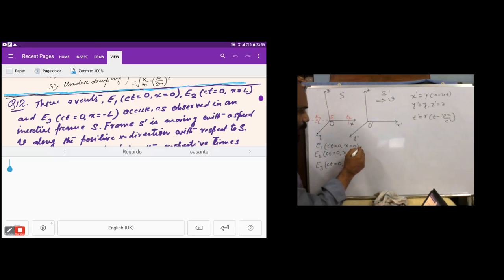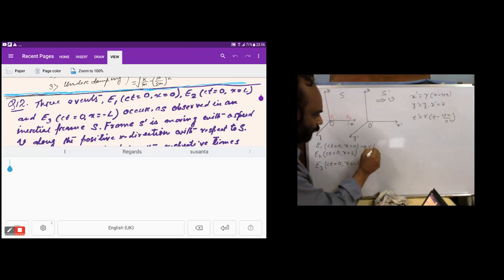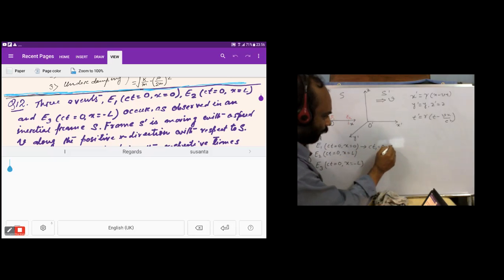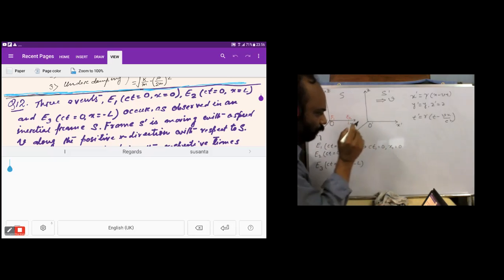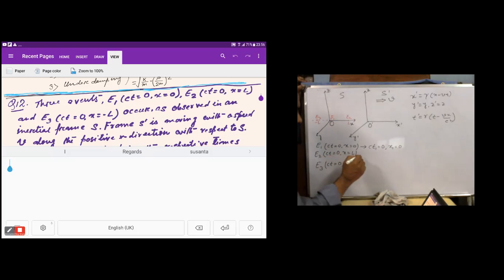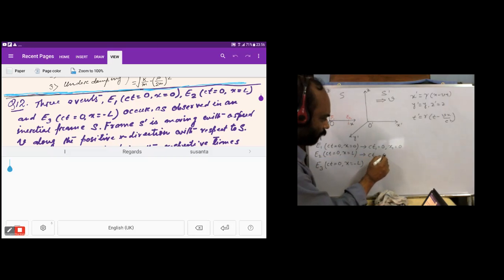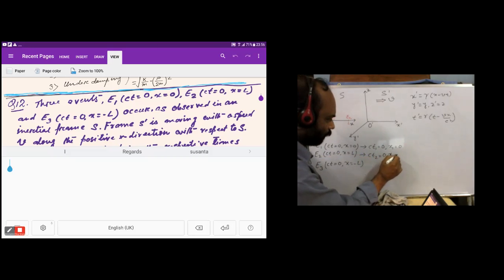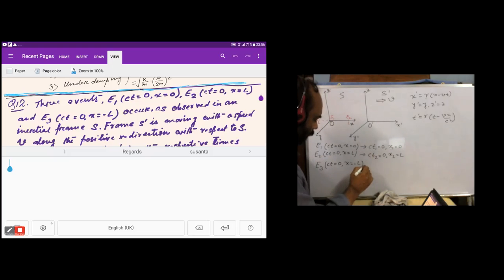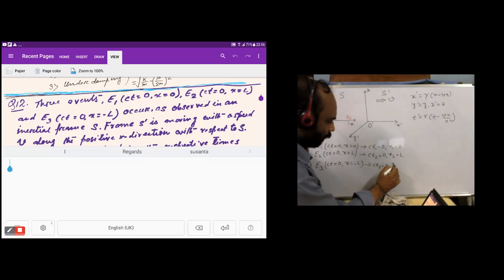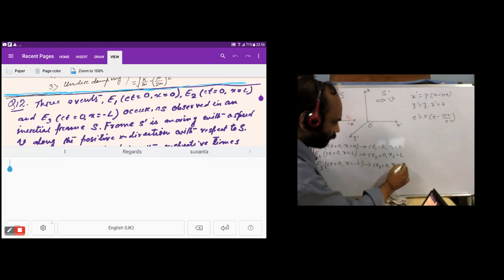So for E1 event, our T1 is 0 and X1 is 0. For E2, our T2 is 0 and X2 is equal to L. And for the event E3, our T3 is 0 and X3 is minus L.